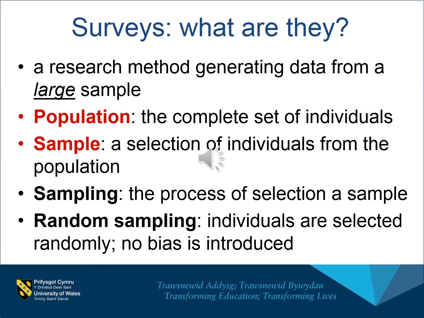So the process of obtaining that information is called sampling. Very often that sampling is aimed to be random. The individuals are selected randomly with no bias introduced, and we'll discuss that in more detail in the session.